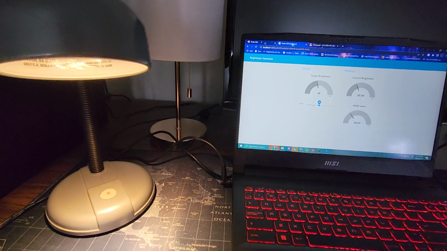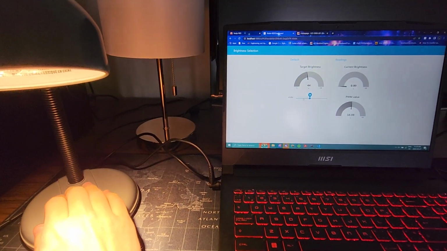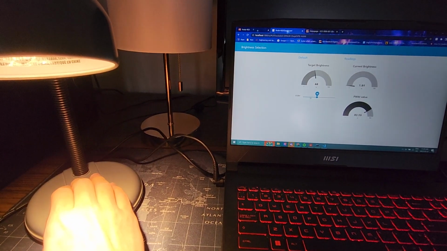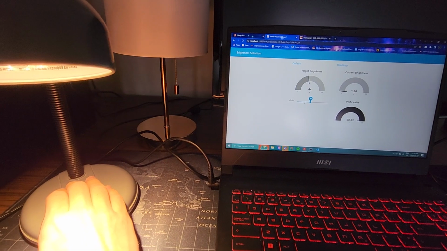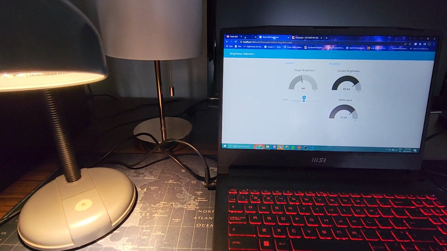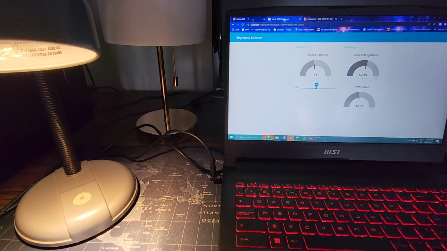If I take that away and instead cover up the light-dependent resistor, the perceived brightness is almost zero, and so to compensate, the lamp tries to increase the brightness by increasing the pulse width modulation. If we take this away, we can see that the system starts returning back to its target brightness, in this case 44% of its maximum value.